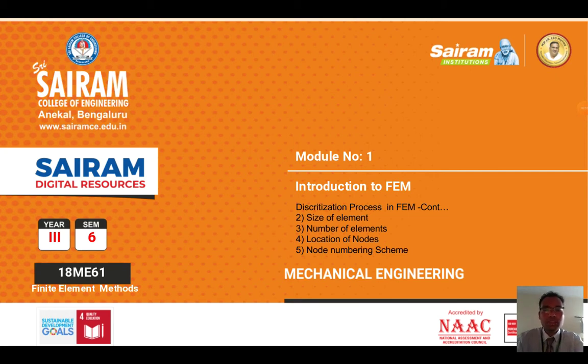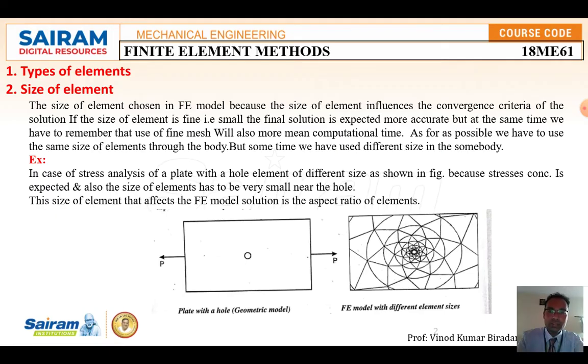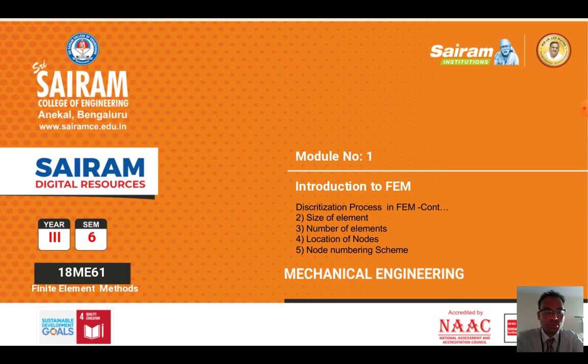Just to remember this, I will tell you. In the discretization process, the first step is the types of element we are going to use: 1D, 2D, 3D and axisymmetric elements. Size of an element means how you are going to divide, that is the meshing process. Number of elements: if you divide into more elements, you get a more accurate result. Location of nodes means where discontinuity is in the problem or geometry, where you introduce the nodes. Node numbering scheme again has two methods, longer and shorter edge side.